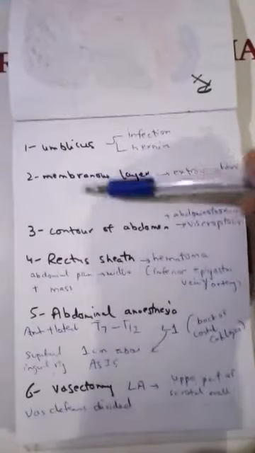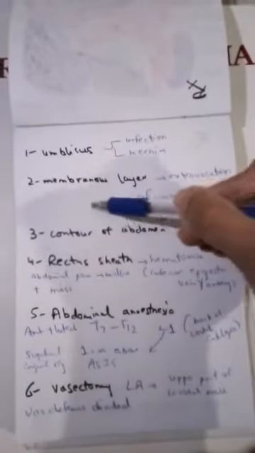Now, the membranous layer is the third layer after the skin and the subcutaneous tissue. Then there is the superficial fascia, which has a fatty layer and a membranous layer. The membranous layer is adherent to the fascia of the thorax, and below it is adherent to the fascia lata in the lower limbs. If extravasation of urine occurs, this membranous layer extends into the penis and the scrotum as Colles' fascia.